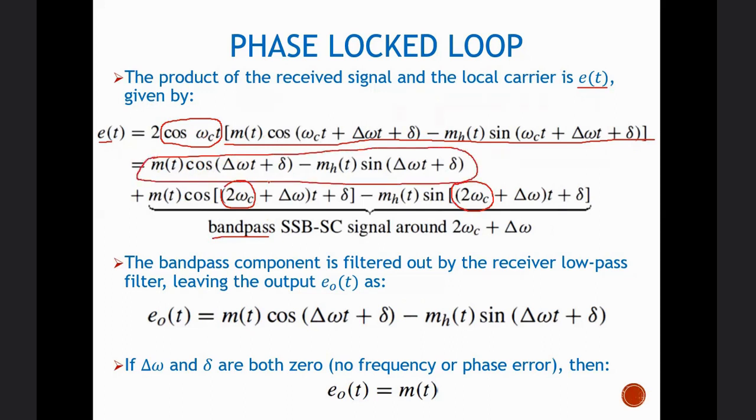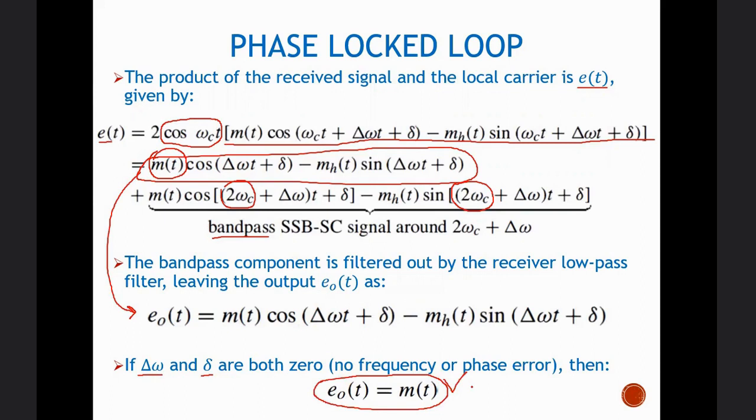Now, if delta omega and delta are 0, then we are left with m(t) only, which is the desired baseband signal. But this is not the case generally. After bandpass filtering the high frequency term, we are left with these terms. As I said, if delta omega and delta are 0, the output of the bandpass filter is equal to m(t), which is our desired signal.